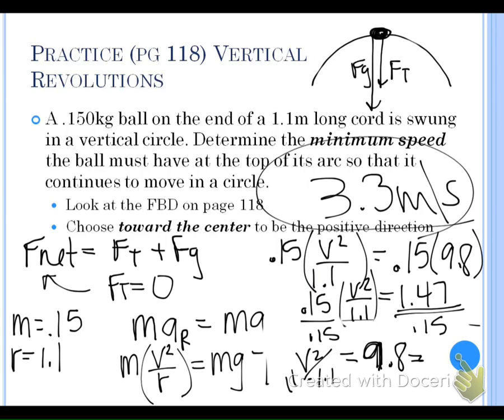Okay. Any questions here? So 3.3 is the exact speed at which that object would have to be moving in order for it to stay on its path. Okay, so what was the final answer? 3.3? Yep.